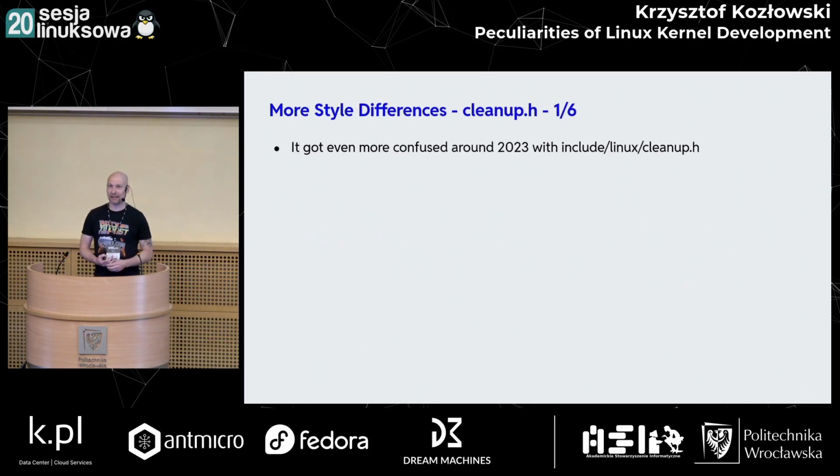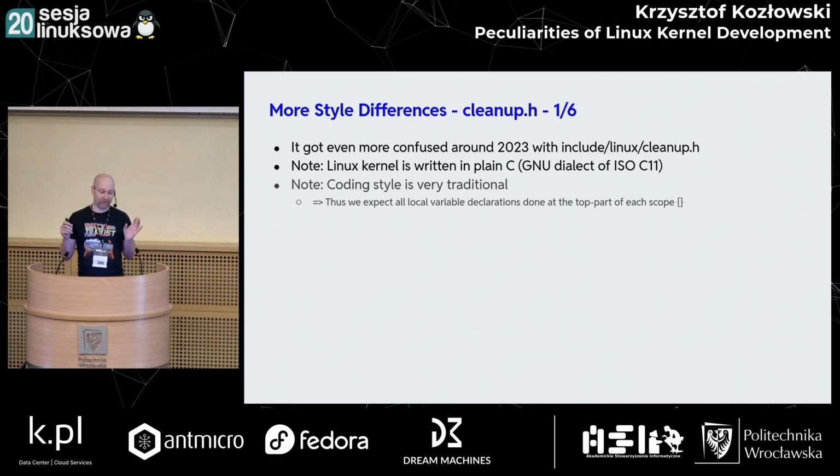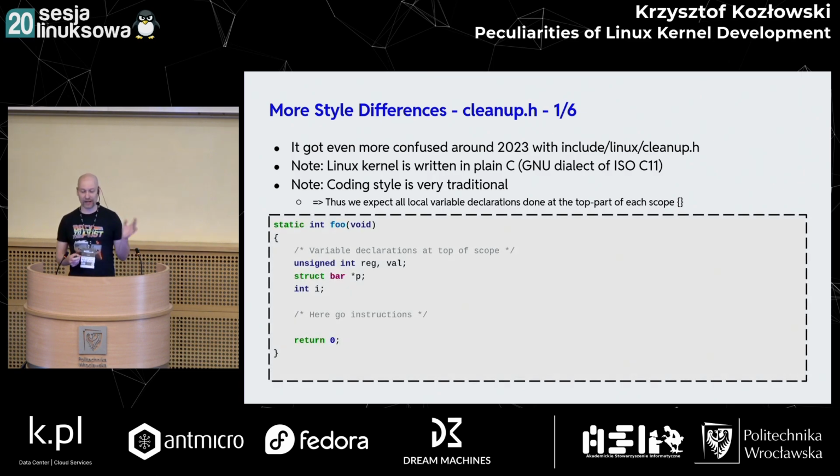More about the coding style came around 2023 with something called cleanup. This is something new, not in the C language, but in the Linux kernel, which uses C. Briefly introducing it: we use traditional C, the plain C, which is actually the GNU dialect of ISO C11. This is a very traditional style. For example, we expect all of the variable declarations to be at the beginning of the scope. So you have a function like this, and at the beginning you say that these are the variables used there, like some integers, some pointer to struct bar, some other counter i, and then go the instructions, right?